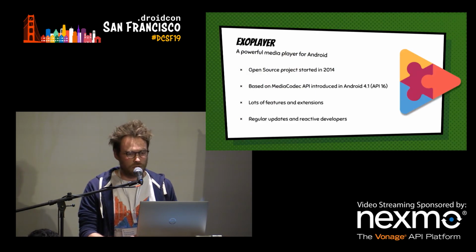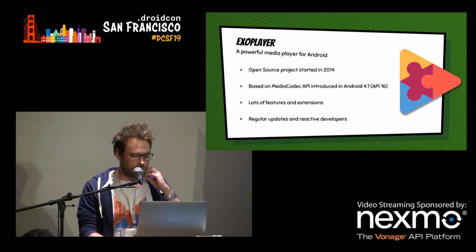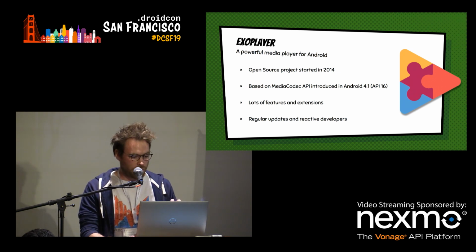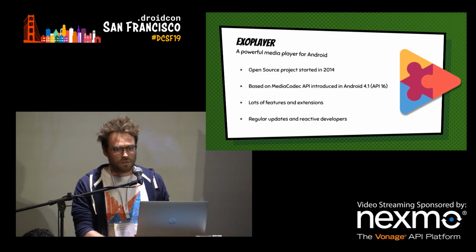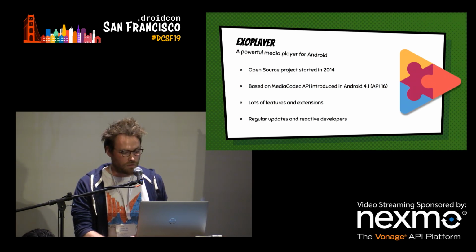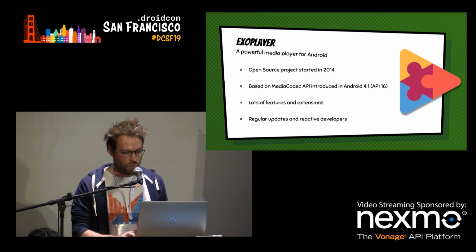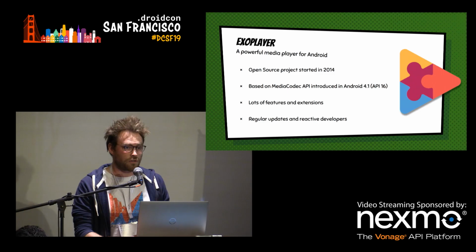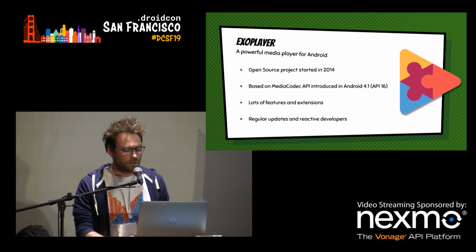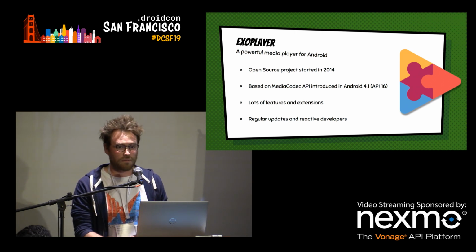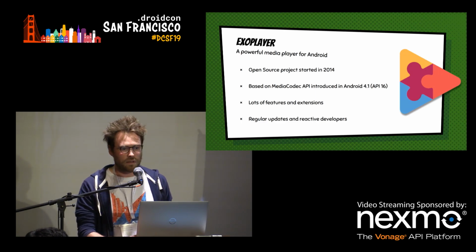I'll be more focused on ExoPlayer, which is a product made by Google. It's open source and started in 2014. It's wrapping the media codec APIs and the audio track introduced in API 16. So if you want to use ExoPlayer before Android 4.1, it won't be possible. There are a lot of features and extensions to be a very reliable and strong player. And there are regular updates from the Google developers, and they are very reactive. You can open issues and questions on GitHub. You can get answers very quickly.